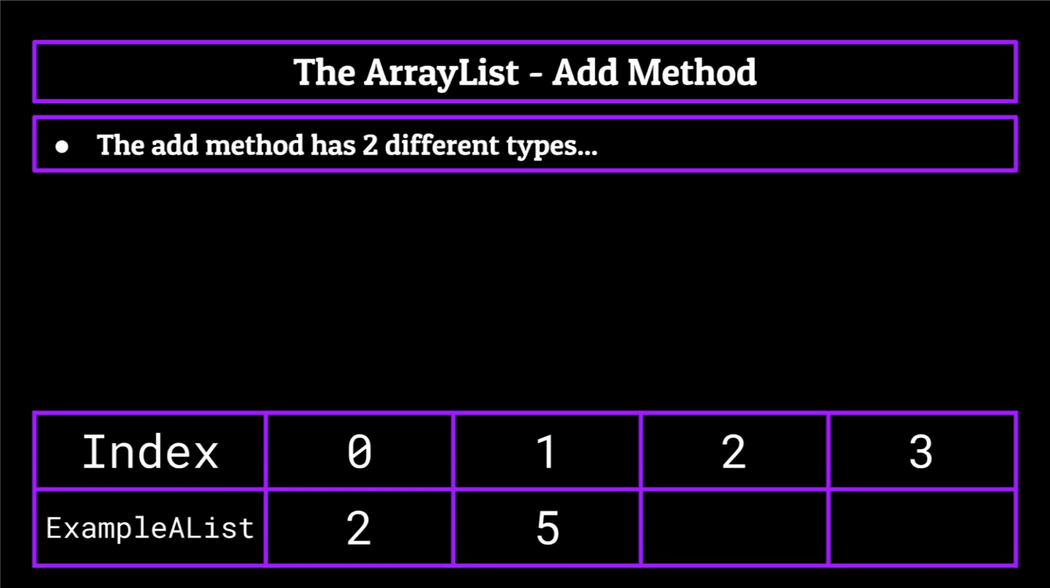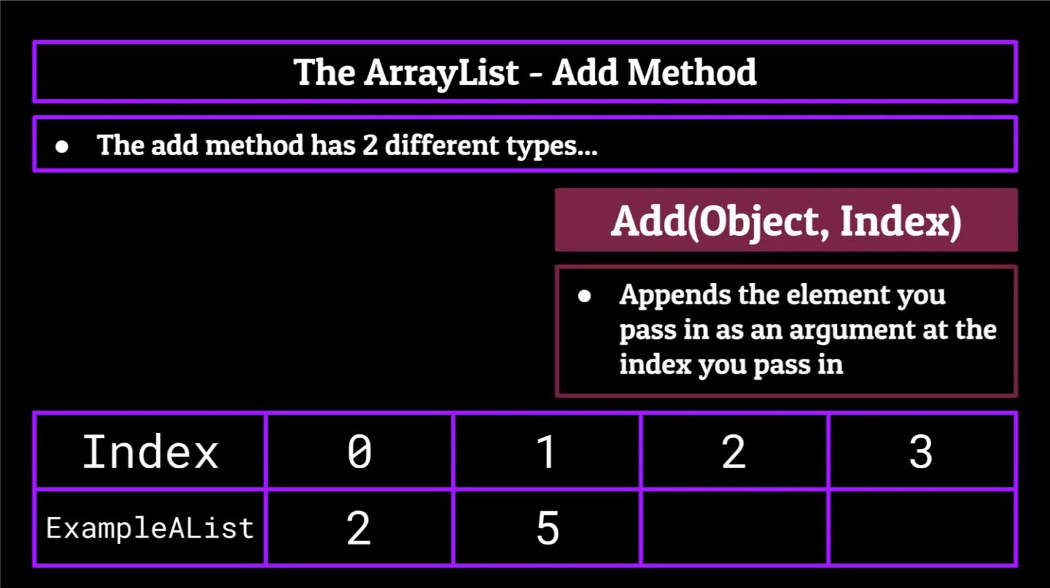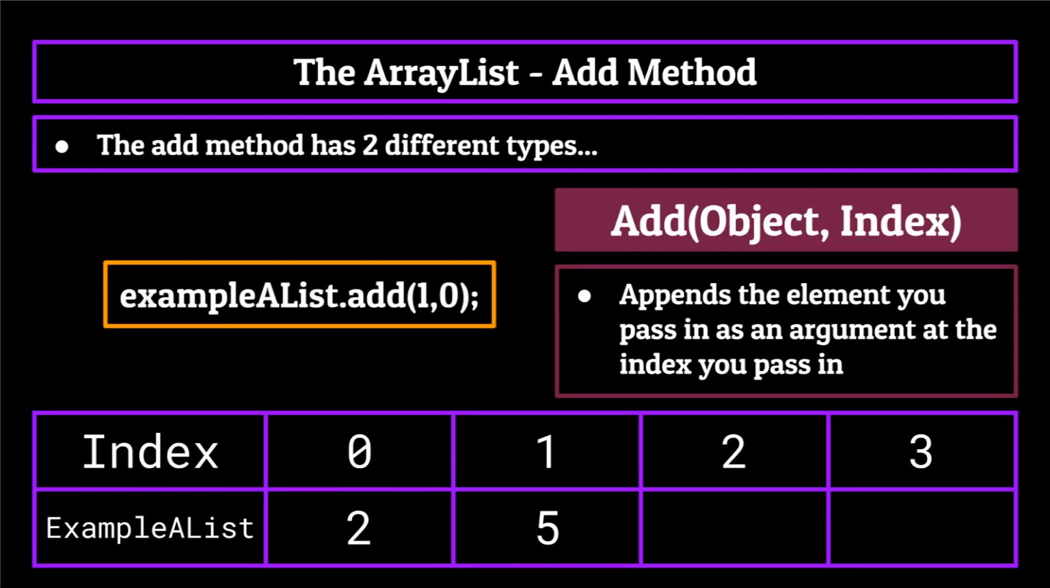Moving on to the second type of add method, one which takes in an object to add to the array list as well as an index to place it at. This one works very similarly to the previous, only it makes sure that the object you're adding is placed at the index provided. Again, let's say now we want to add the number 1 to our example array list, but we want to make sure it's placed in numerical order, in this case at the 0th index. What we would do is call the add method, providing the integer 1 as an argument in addition to the index 0 we want to add to the array list.